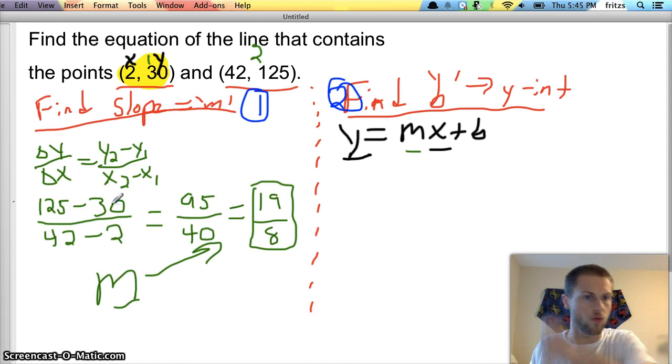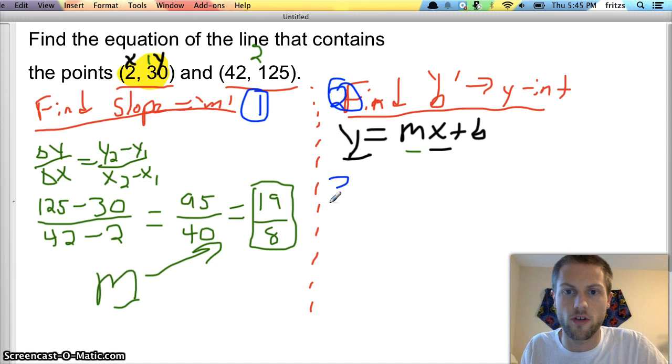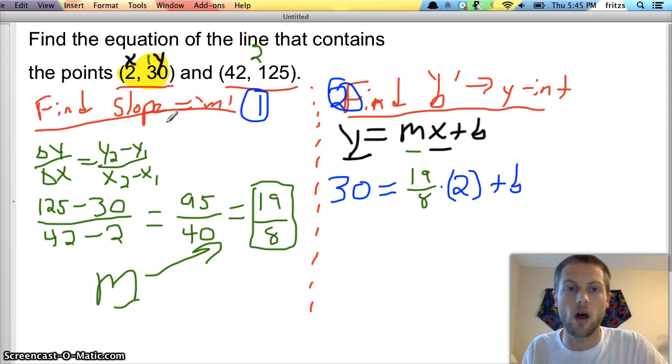So let's see, what do we have? We've got 30 equals, my m is 19 over 8, and I'm going to multiply that by my x, which is 2, plus b. So all I did is I just plugged in my value for x, my value for y, my value for m, because my last unknown is b. I need to solve for b.